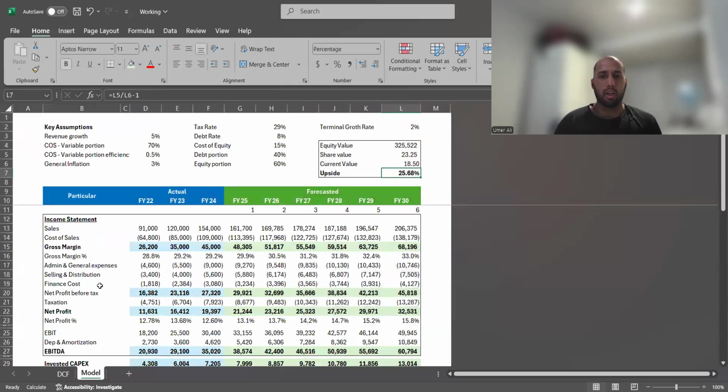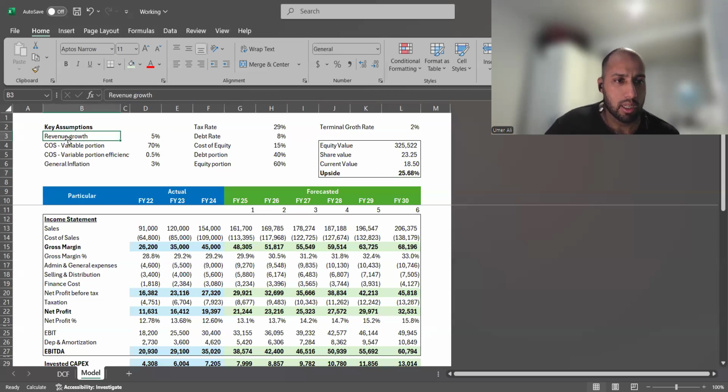So here we have built 9 years. Three are actual numbers from 22 to 24, and then we extrapolate those numbers up to financial year 30 based upon a few assumptions. These numbers are primarily hypothetical and are used only for the understanding and discussion of the DCF model that we are doing.